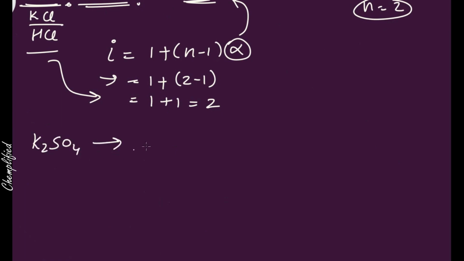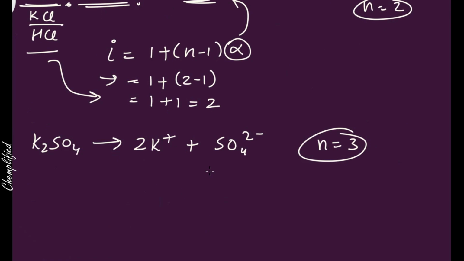Now after dissociation it will give you 2K plus SO4 2 minus. So the value of n will be 3 in this case. Alpha is 100%, which is equal to 1. Now put it in the formula: i is equal to 1 plus (n minus 1) alpha.